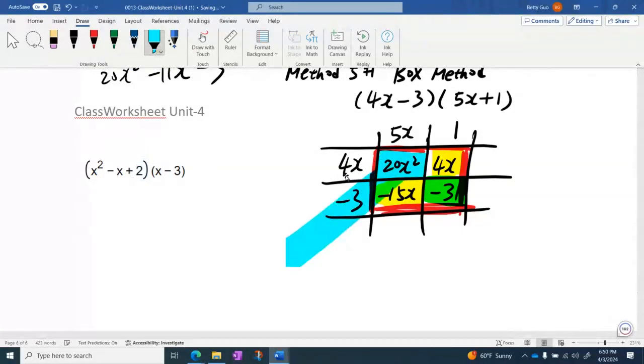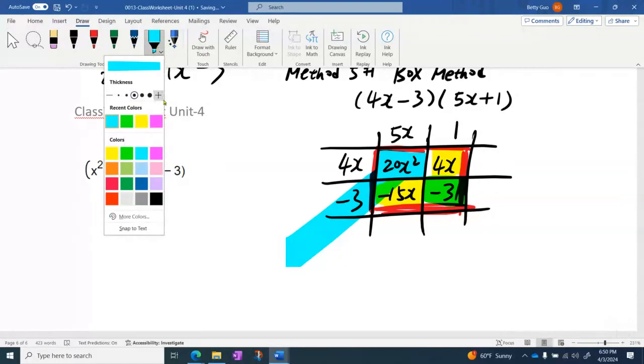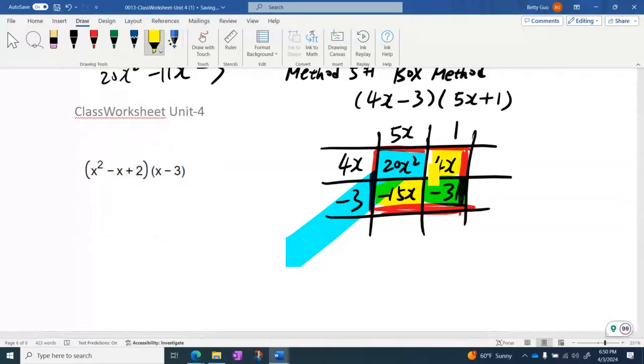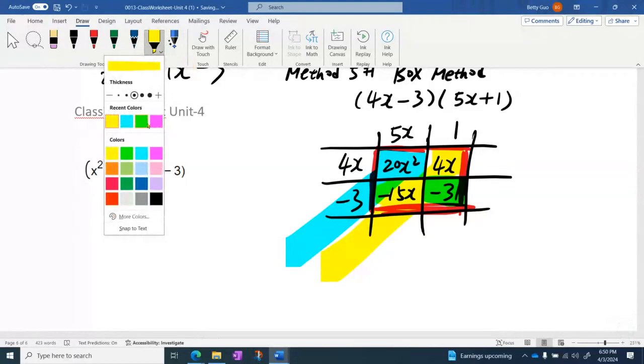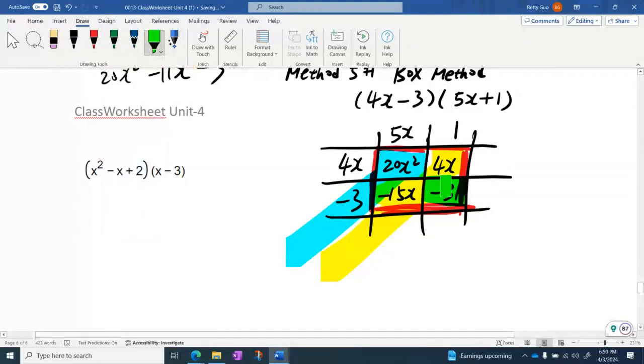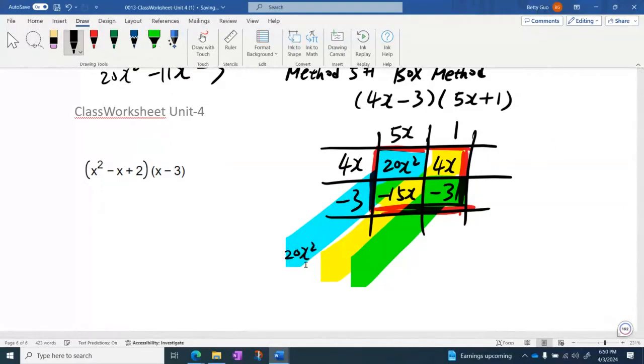So the blue, yellow, green. From the blue, we have 20x squared. From the yellow, we have 4x and then 15x, then 11x. From the green, we have 93. And that's the result.